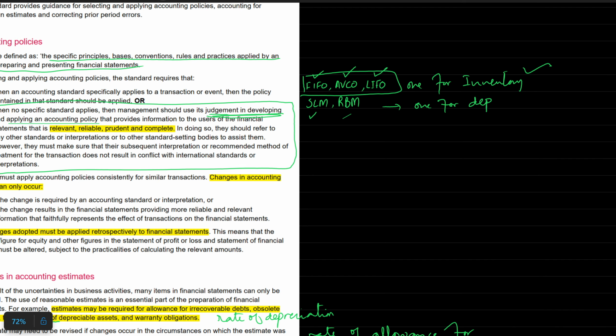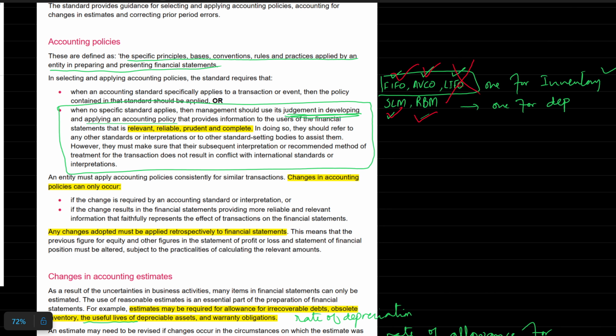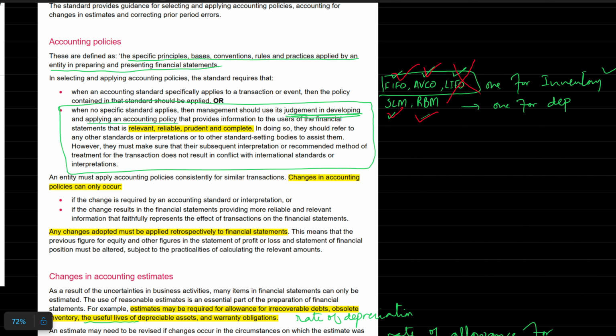IAS 2 says that last in first out cannot be used, so none of the entities can apply this IAS. So we can select either first in first out or AVCO for inventory valuation. Similarly, both methods are allowed for depreciation, straight line method and reducing balance method, although there are many other methods, but we are discussing here only two.